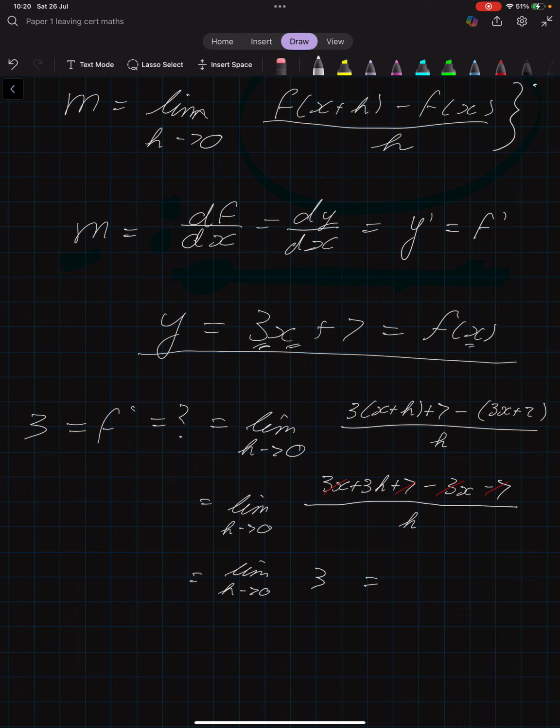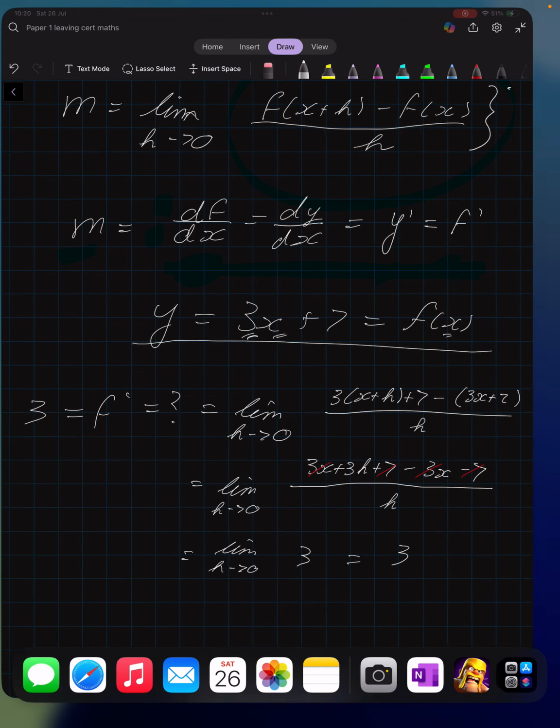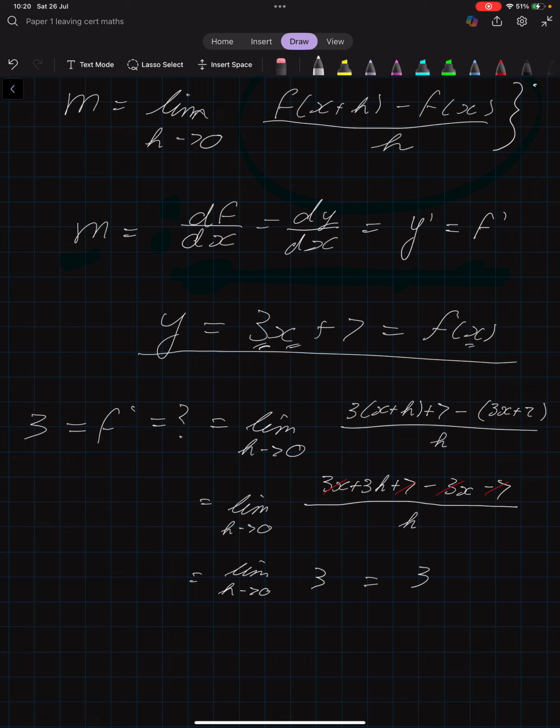What's the limit as h goes to 0 of 3? Just 3. If you plug 3 into your calculator, it has no dependence on h. So basically, it doesn't matter what h is. So this could be the limit as h goes to infinity as well. It doesn't matter at all. Okay, you would still get 3.